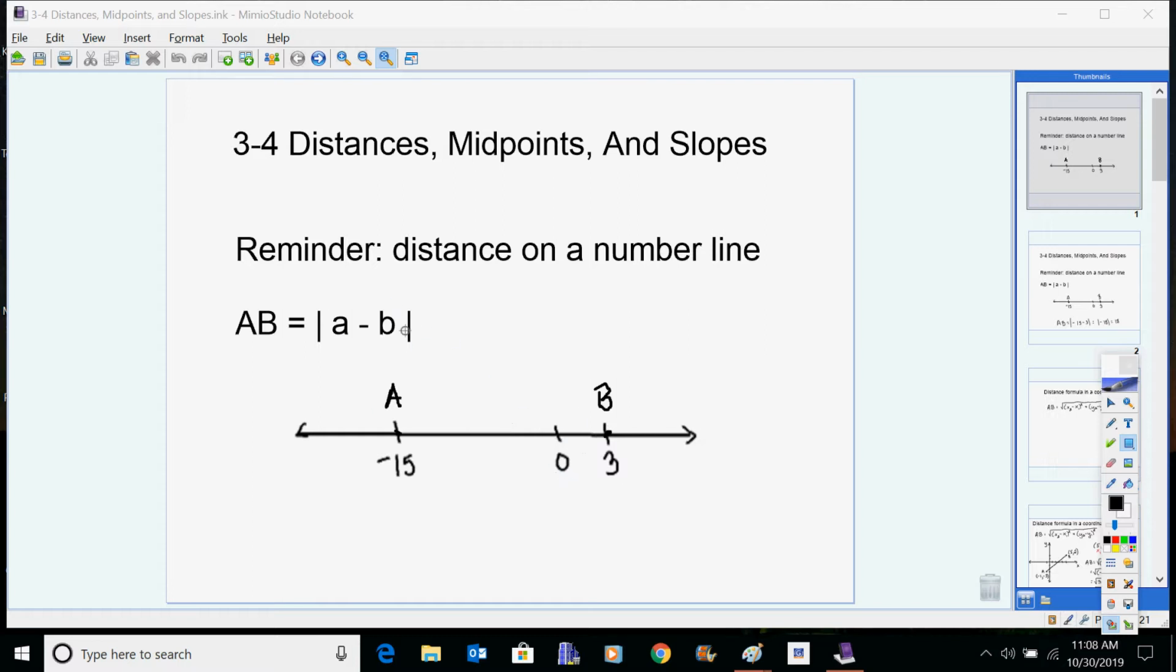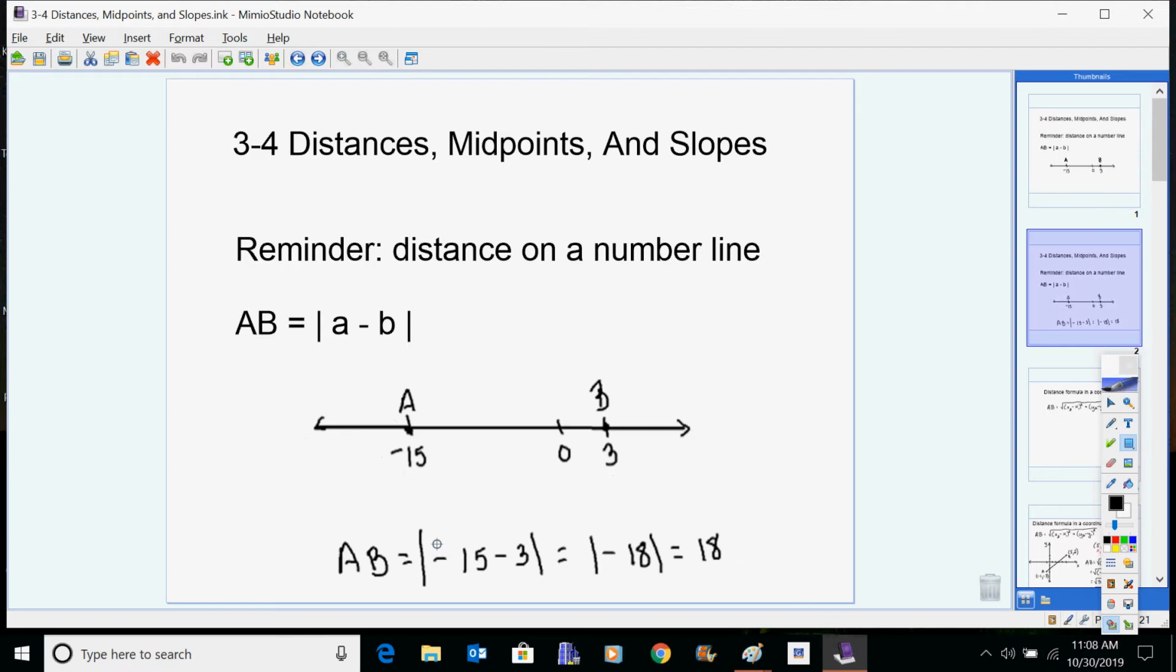So if I want to find the distance from A to B, we have to put it in the absolute value bars. So you're doing negative 15 minus 3. So that would mean the distance between these is how much? If you go ahead and do that math. What'd you get? 18. And here's how this looks.